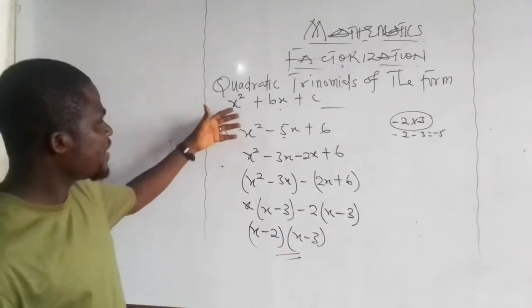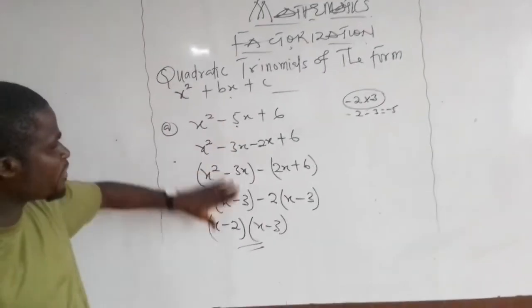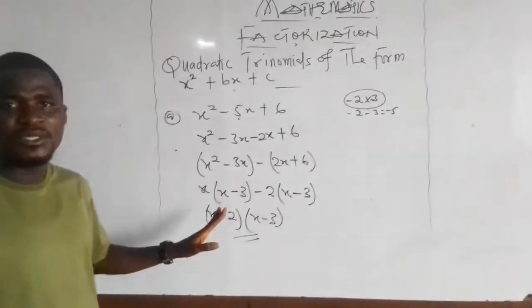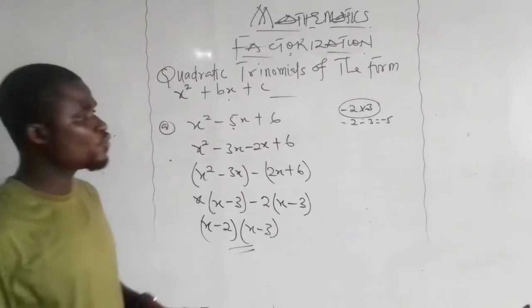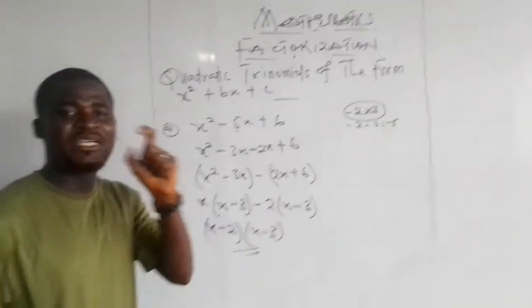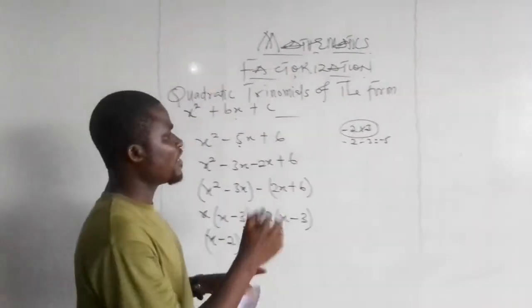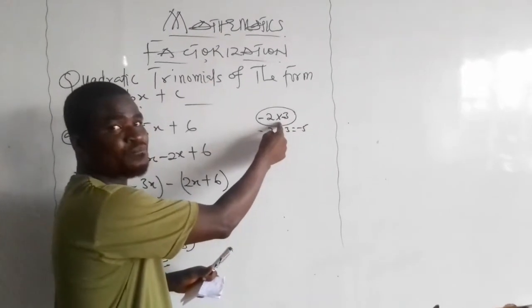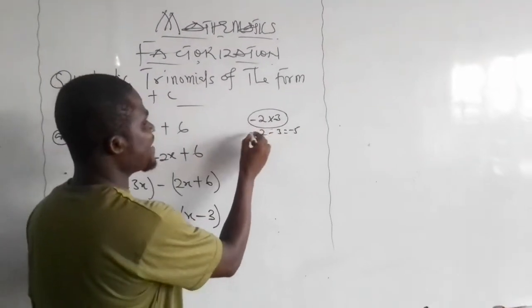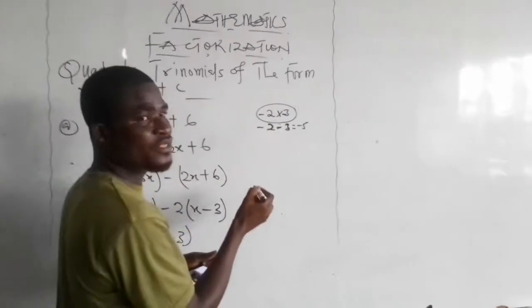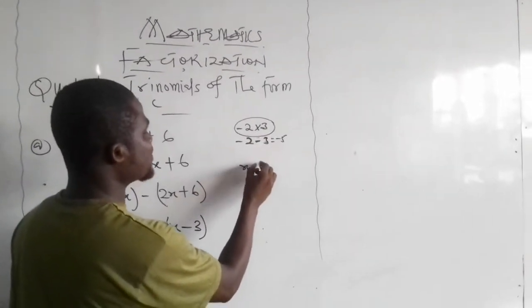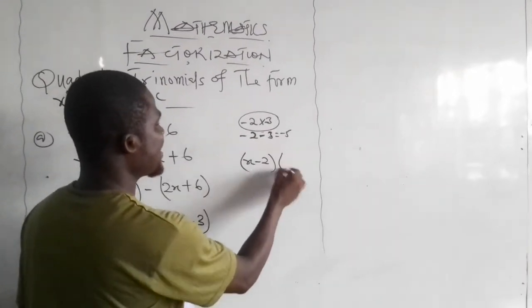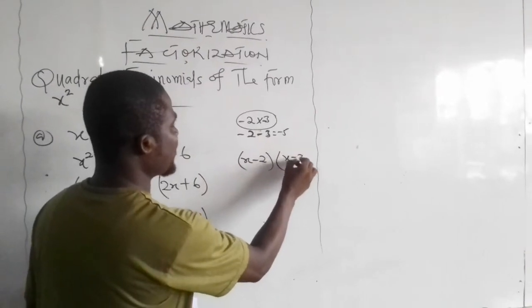Now, when the question is theory, this is how you are going to present your work very neatly. Now, let me teach you a trick here. If it is an objective test, after finding the numbers, which are negative 2 and negative 3, just write x minus 2 in one bracket and x minus 3 in another bracket.